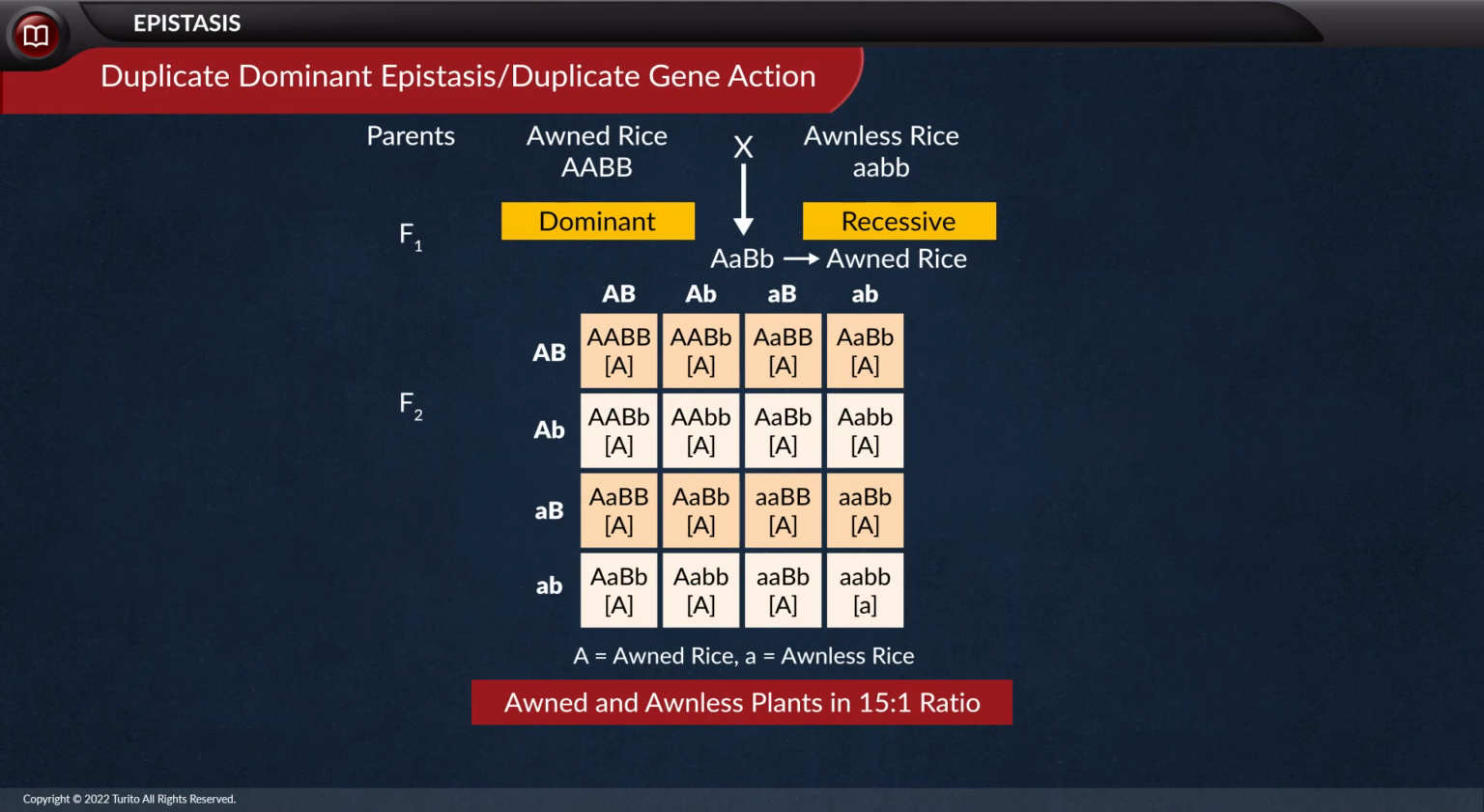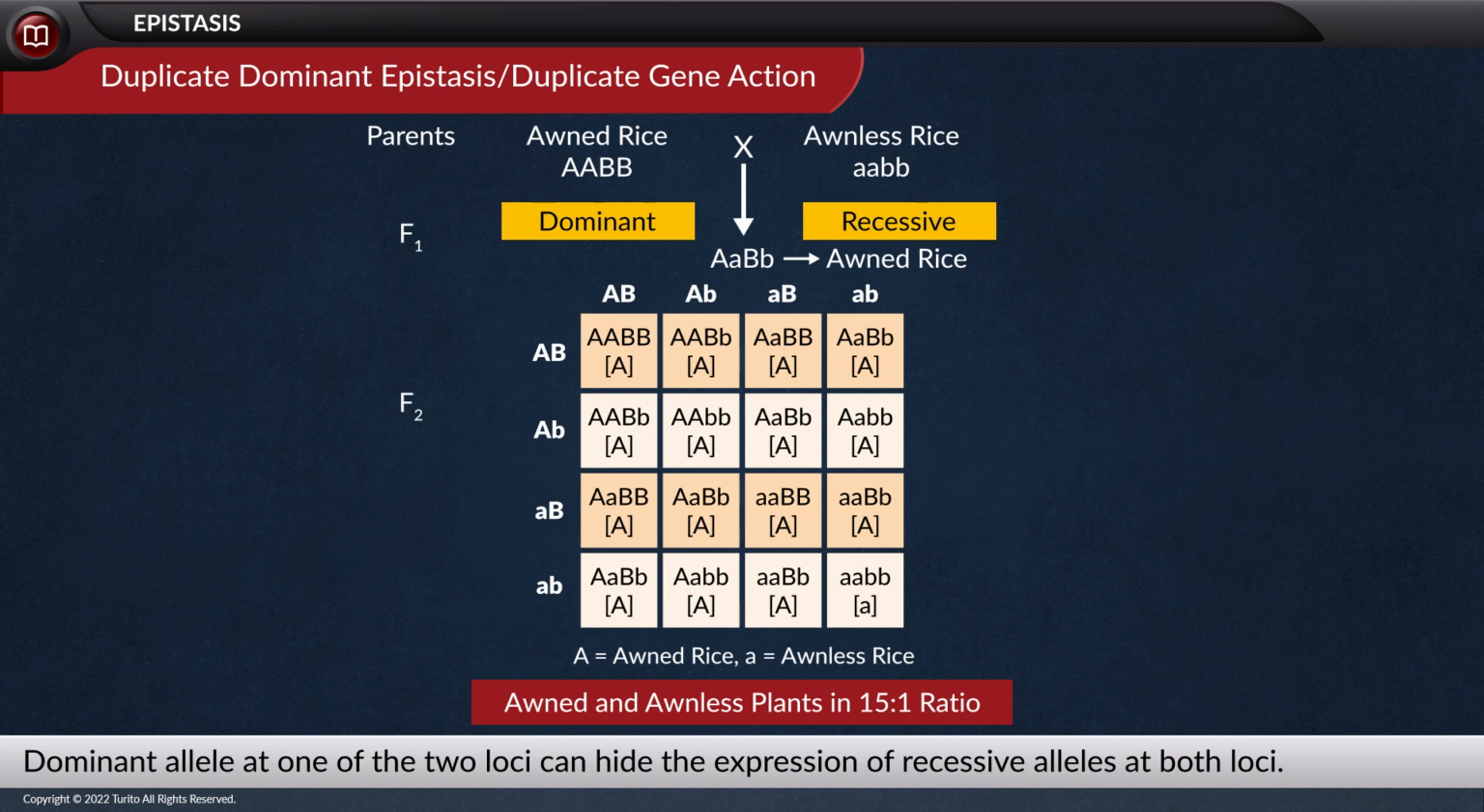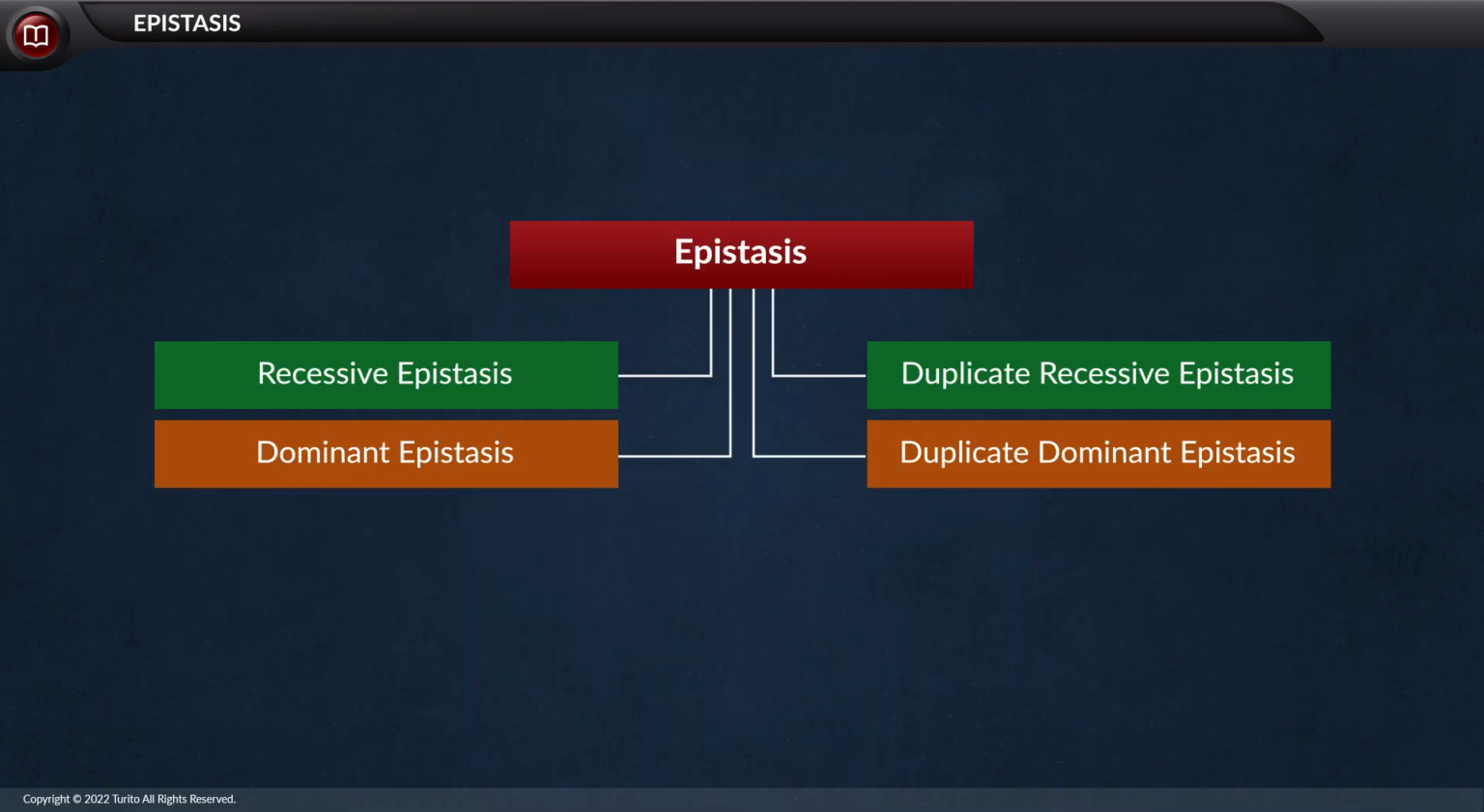The fourth type of epistasis is the duplicate dominant epistasis, also called duplicate gene action. This occurs when a dominant allele at one of the two loci can hide the expression of recessive alleles at both loci. Here, A and B are dominant and can mask the effect of a and b. Hence, A and B are duplicate epistatic genes. Hence, when both A and B are absent, then a and b express themselves as recessive genes. Therefore, we have understood the concept of epistasis and its types.